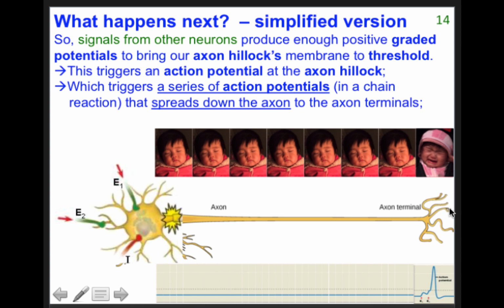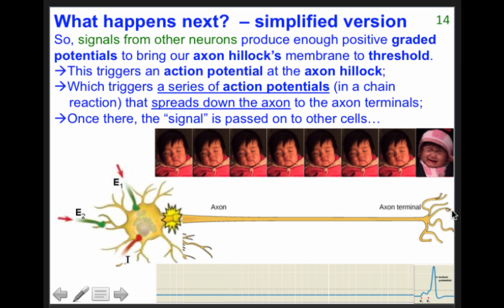So once the signal reaches the axon termini, it's going to be passed on to other cells through synapses, which we'll discuss later. But for now, you understand the simplified version of how an action potential gets initiated, thanks to these excitatory signals from other cells, and how that signal gets spread in a chain reaction of action potentials all the way to the end of the axon. All right, so let's look at how this works.